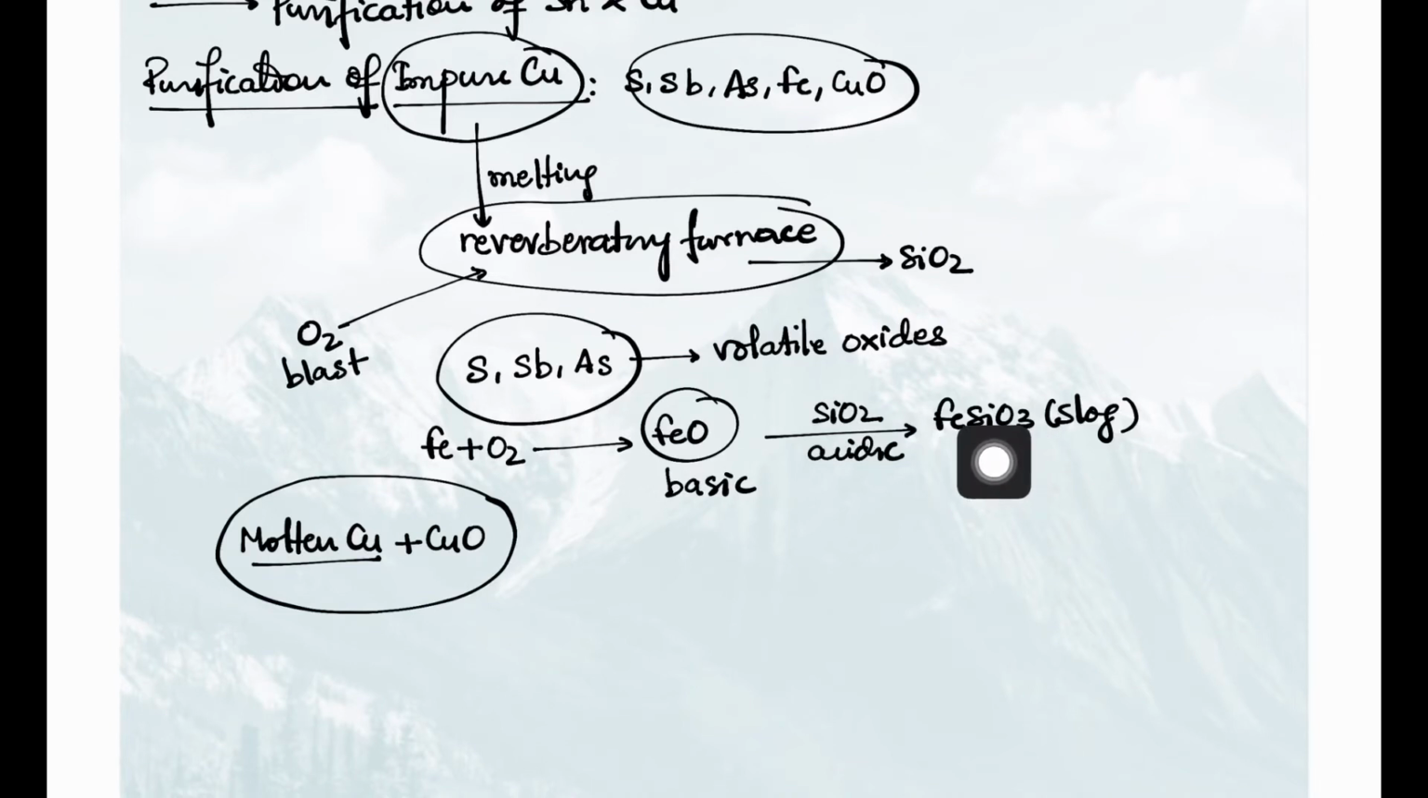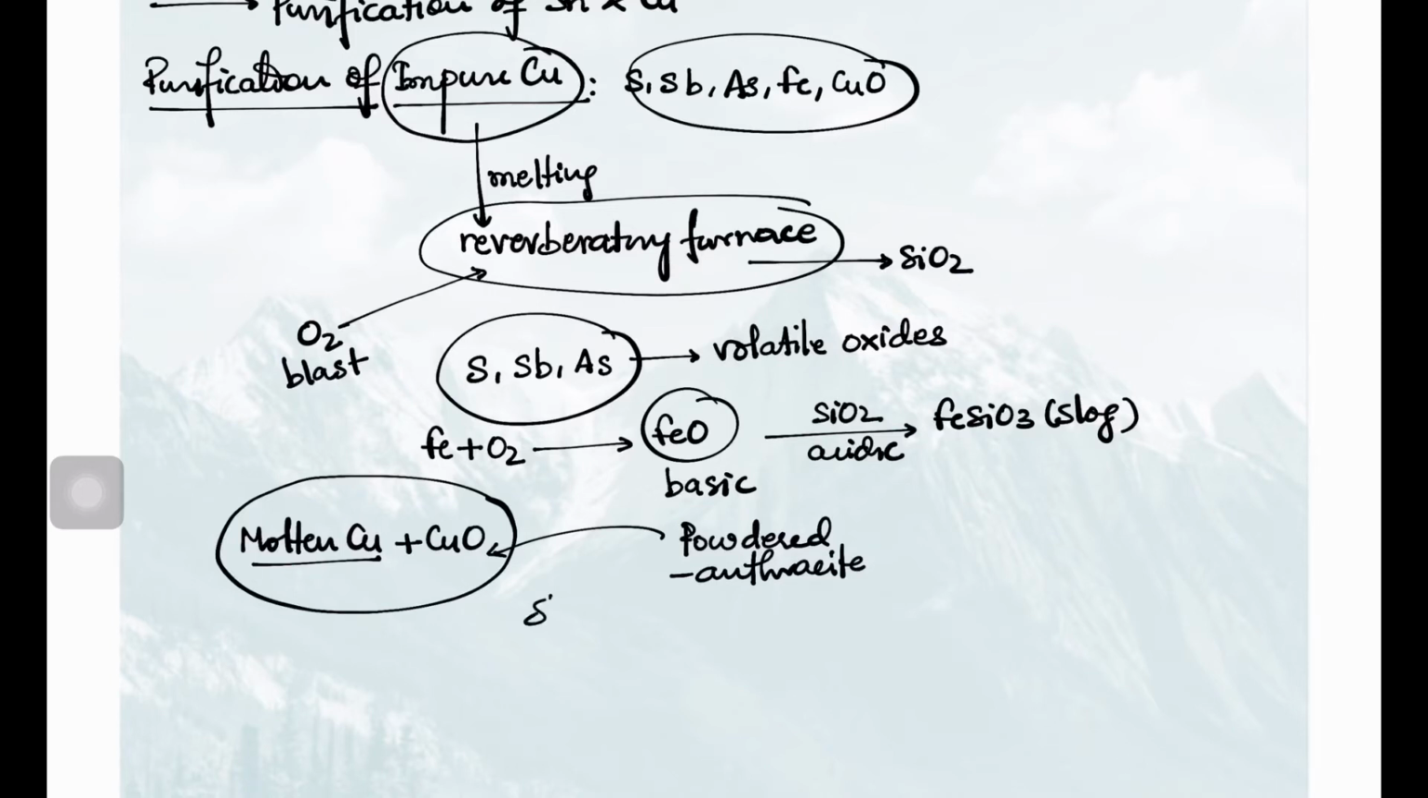Okay, now what we do, we put powdered anthracite, that has a very high carbon content, and then we stir it with a pole of green wood. So stirring with a green pole of wood.